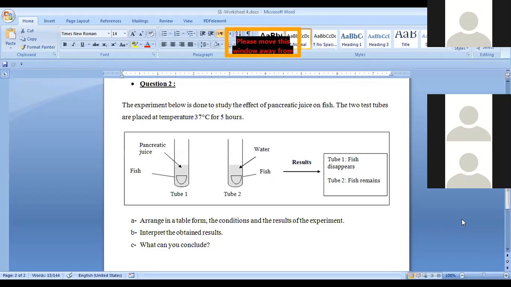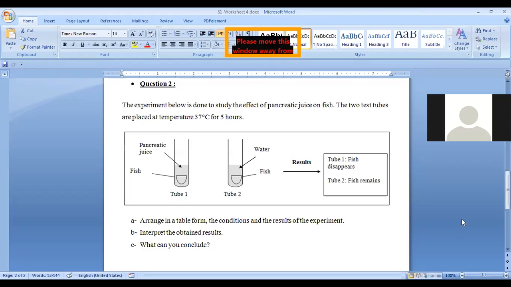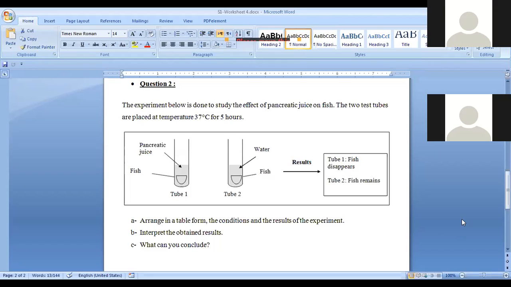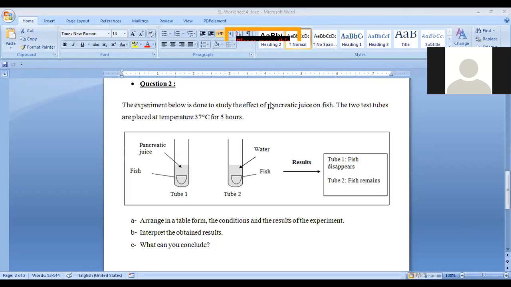What can you conclude, y'all? Let's have your hands. I want to hear Nura Rasas. Nura, I want to hear your voice. What can you conclude here about the action of pancreatic juice? Pancreatic juice has a role in digestion or not? So the conclusion here: the pancreatic juice has a role in the digestion of fish. So this is everything related to this worksheet.